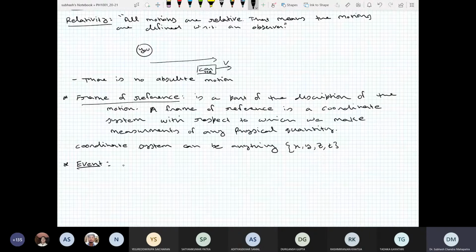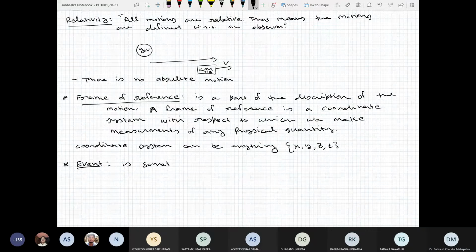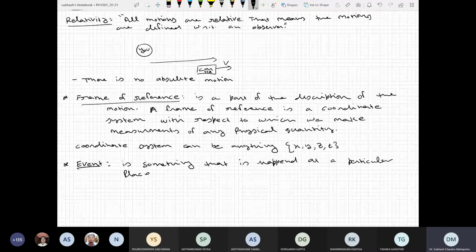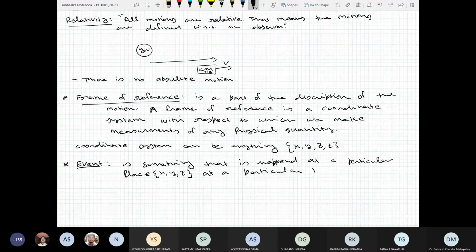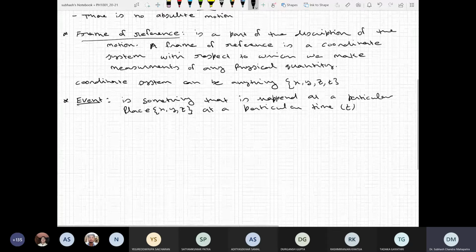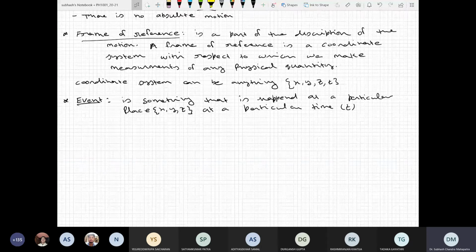An event is something that happened at a particular place, which means you have defined x, y, and z at a particular time, that is, t. So here you have to define x, y, and z as well as time. This is the frame of reference with respect to which you measure.